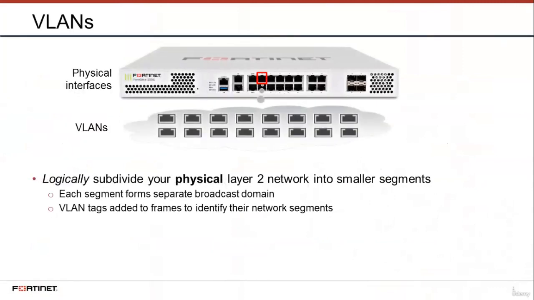VLANs split your physical LAN into multiple logical LANs. In NAT operation mode, each VLAN forms a separate broadcast domain. Multiple VLANs can coexist in the same physical interface, provided they have different VLAN IDs. In this way, a physical interface is split into two or more logical interfaces. A tag is added to each Ethernet frame to identify the VLAN to which it belongs.